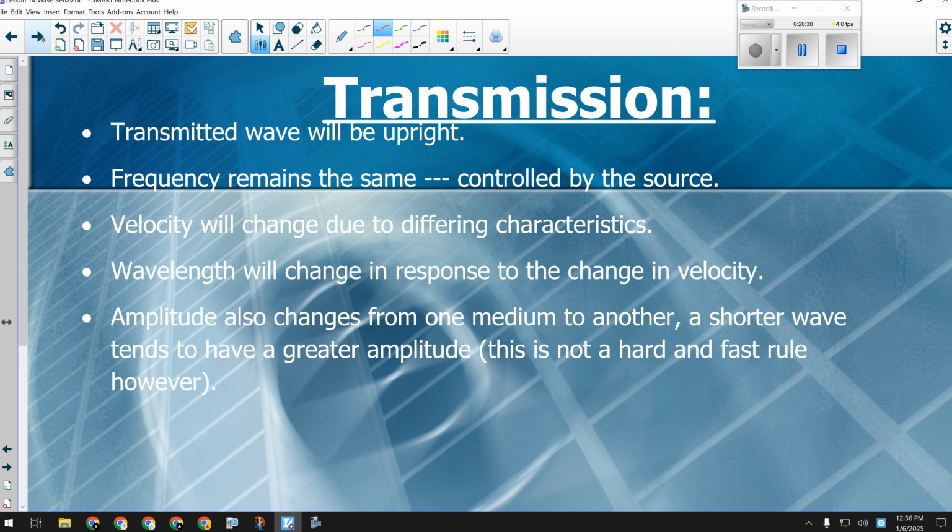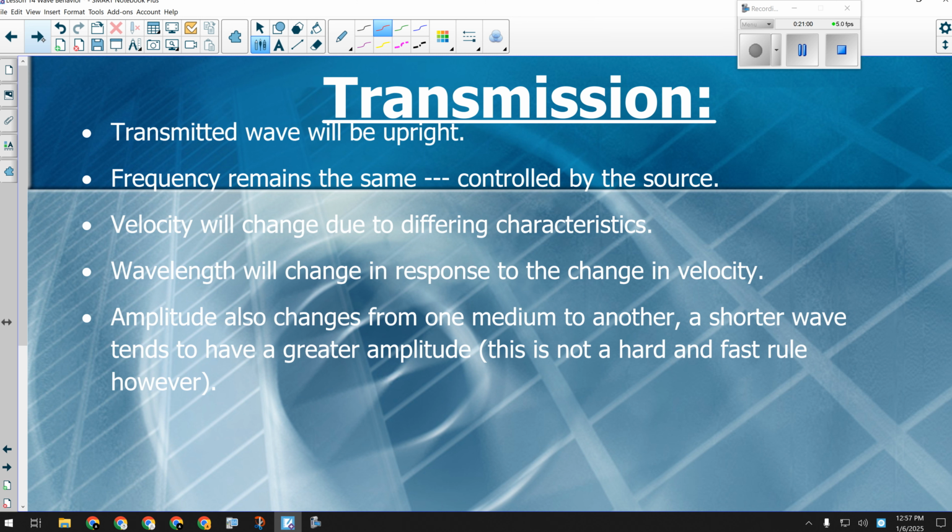Now, the transmitted wave energy. Some things we need to know about the transmitted energy. The transmitted wave is always upright. That means it's always the same as the incident wave. If the incident wave was a crest, the transmitted wave is a crest. If the incident wave was a trough, the transmitted wave is a trough. It's always upright. Going into a new medium doesn't change the transmitted wave, or at least its orientation.